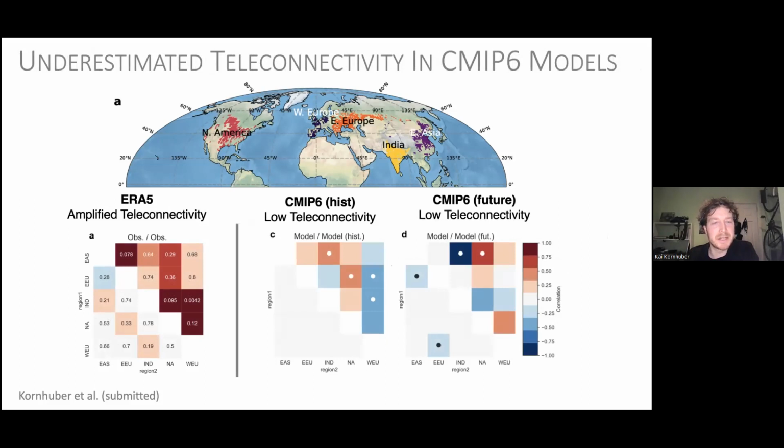The bright red colors on the left-hand side show you that the harvests and the breadbaskets do co-vary strongly whenever we have these high amplitude jet states, and they don't really whenever the jet is a bit more zonal. And in the middle and on the right side, you see that this response is really underestimated by CMIP6 and also doesn't really change much in future.